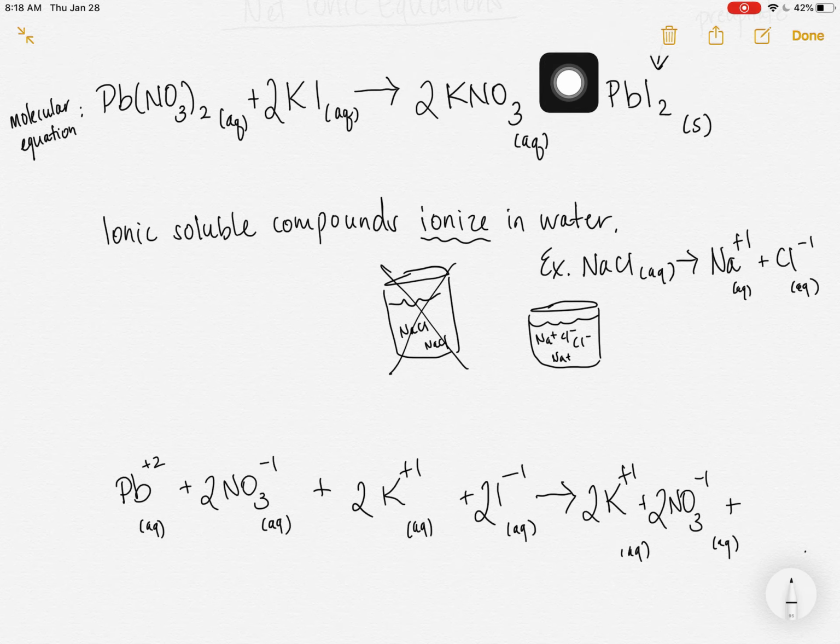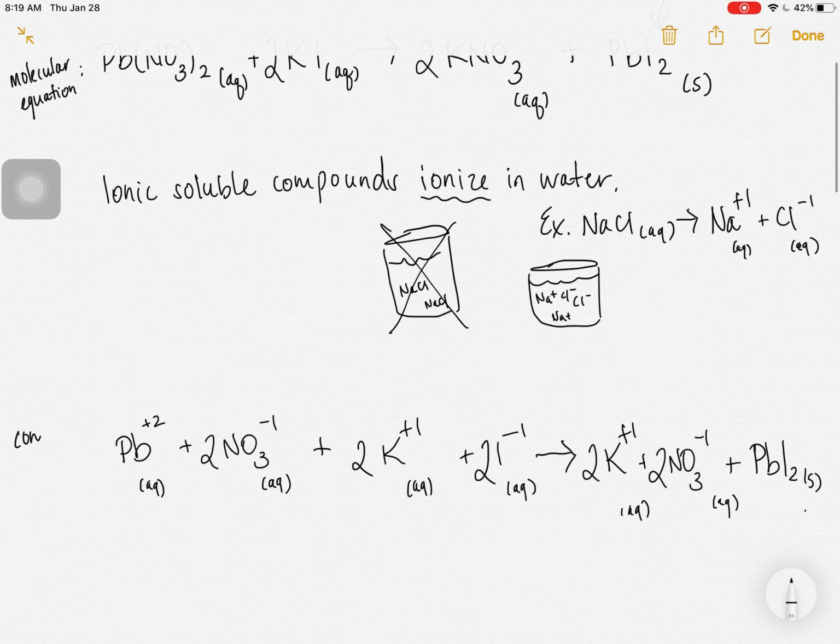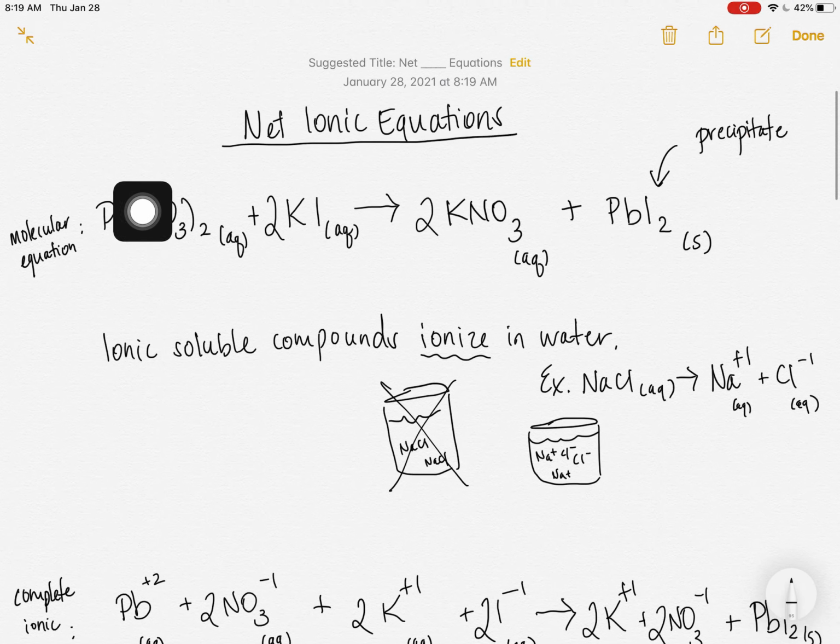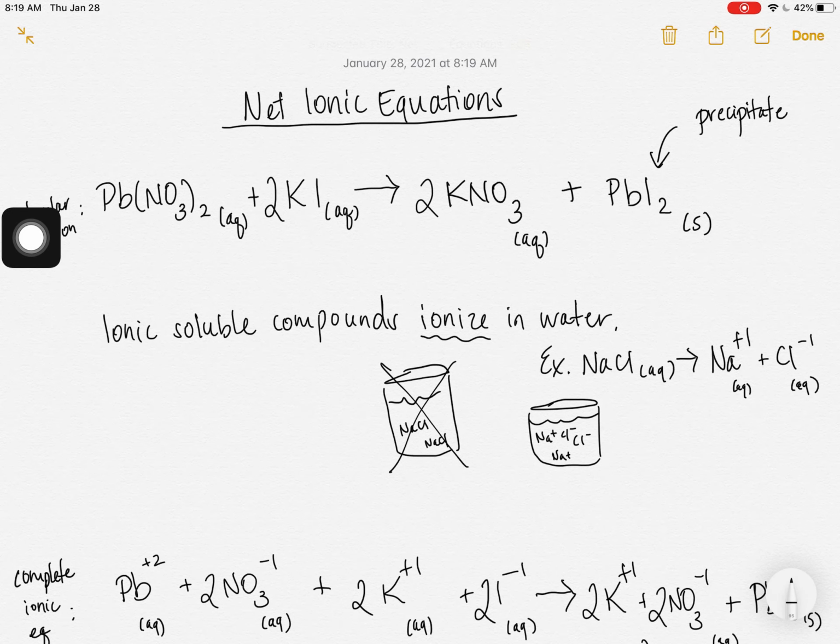And then I come to the final one, which is the PbI2, but it's a solid, okay? It's insoluble. It's not going to ionize, so we're just going to write it as is, okay? This is called a complete ionic equation, and it's called a complete ionic equation because it shows you the ionic behavior of these things that do in fact ionize.